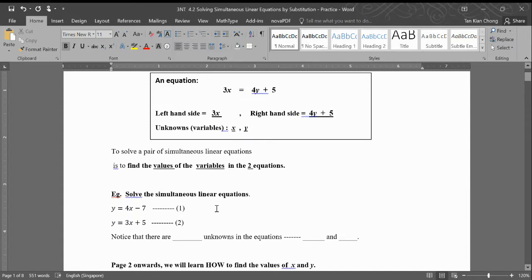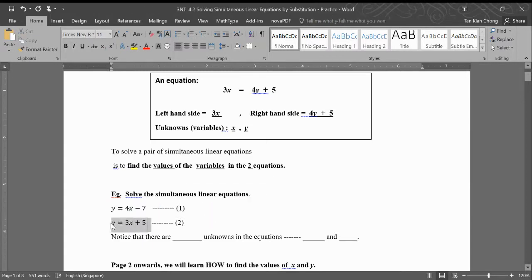Let's look at this example. This is one example of solving simultaneous linear equations. In the first equation, it says y equals to 4x minus 7. In this equation, there are two unknowns, which are x and y. Then I've written this long dash bracket 1. What this means is that I have labeled this equation to be equation 1.